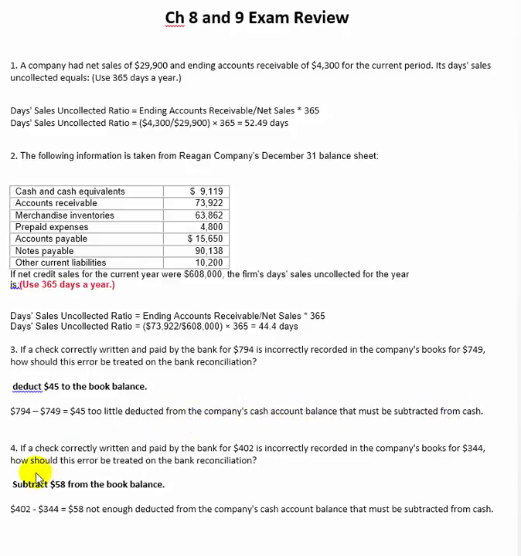So the detailed explanation would be too little was deducted from the cash account, and that must be subtracted from cash. Number 4, if a check correctly written and paid by the bank for $402 is incorrectly recorded in the company's books for $344. Now look, notice the actual check was $402. The company only recorded $344. How should this error be treated on a bank reconciliation? Well, you should subtract $58 additional dollars from the book balance because we didn't take off enough from the cash account on the books, and so you got to subtract it.